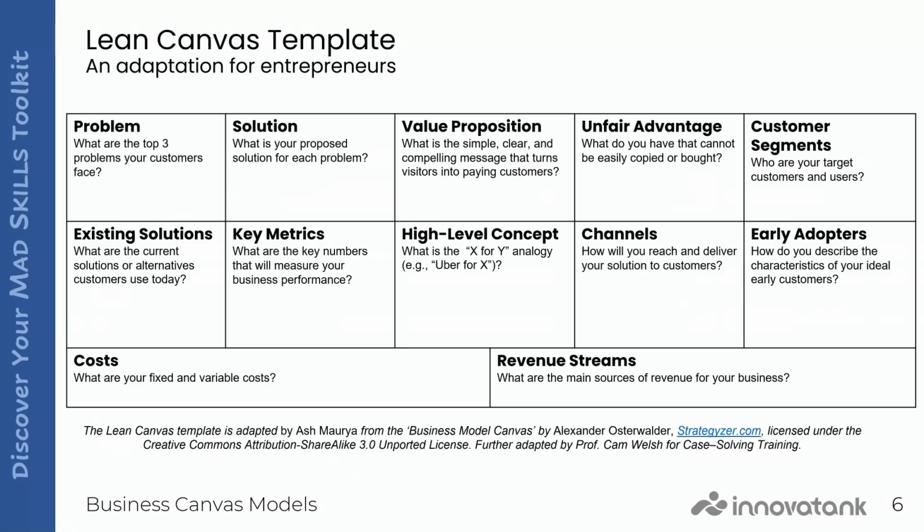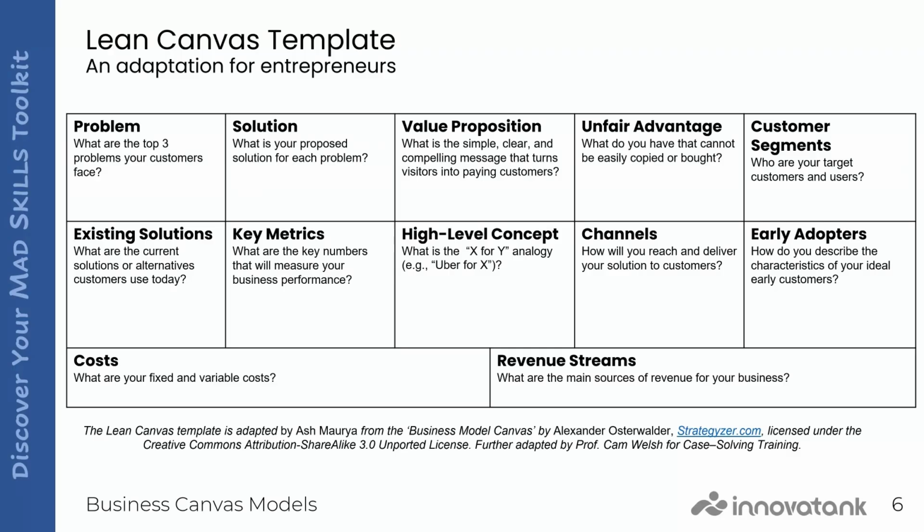For faster, more entrepreneurial-style thinking, especially useful in many case competitions, we can use the lean canvas, which has been adapted by Ash Maurya. It swaps some blocks to focus on startup realities: the problem, the top 3 customer problems, the solution, again, a unique value proposition at a high-level concept. The unfair advantage, the early adopters, some key metrics, the channels, the cost structure, and the revenue streams. Both versions help you test assumptions quickly and communicate your business model clearly in one visual page.